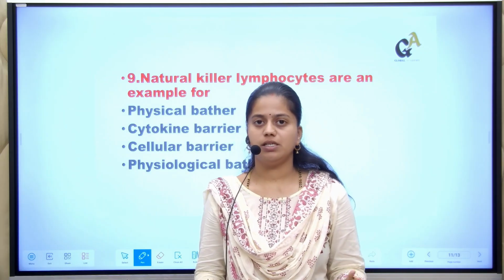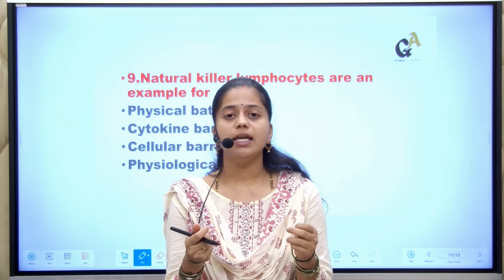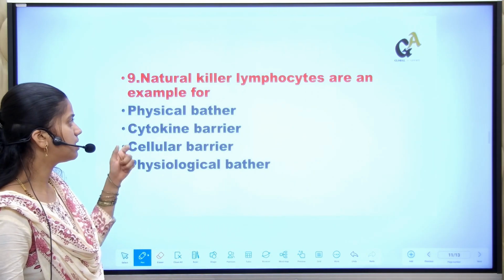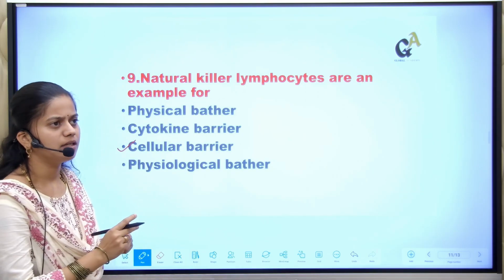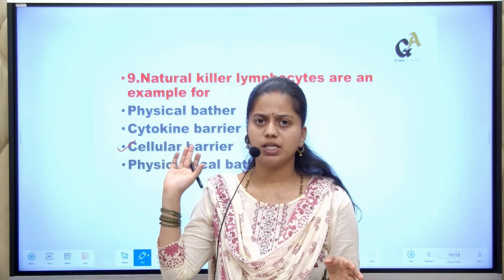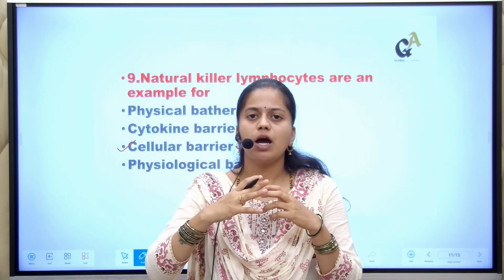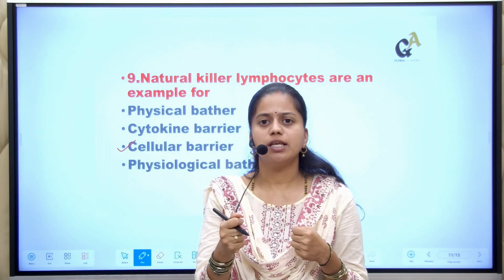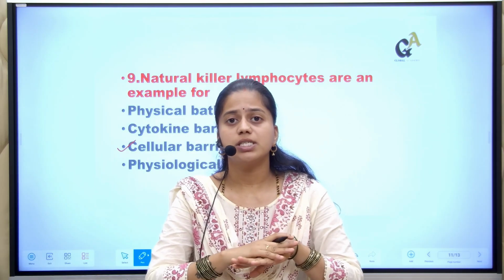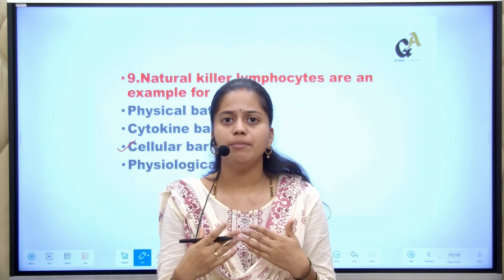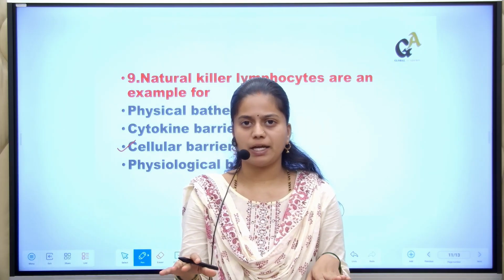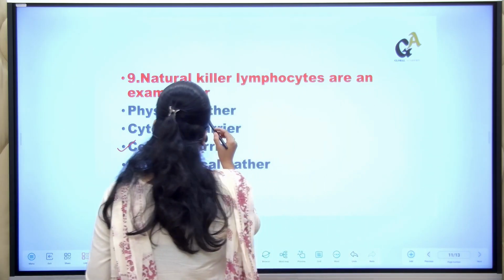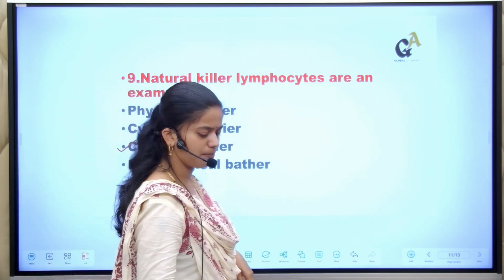What is the work of white blood cells here, students? White blood cells are the immune system, right? They are the defense system of our body. So what do natural killer lymphocytes do? These are an example for the cellular barrier. They will not do any specification; before the pathogen shows its symptoms, the natural killer will directly make sure that the particular pathogen is destroyed without any limitation. It will directly kill the pathogen or foreign body entering the organism. So, natural killer lymphocytes are an example for cellular barrier.